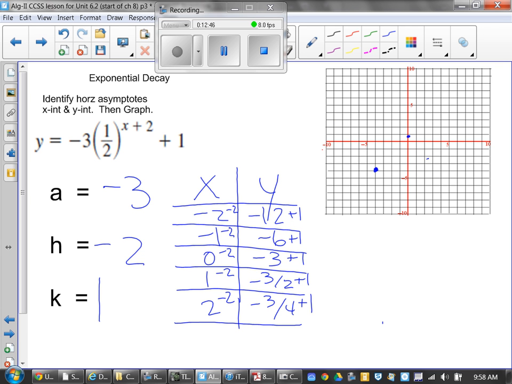Notice how your graph is going down. All those Y values are smaller than your aspect. What's your K value? So your graph is moving downward, so its Y value is smaller than your K value. You're sure about the H value.